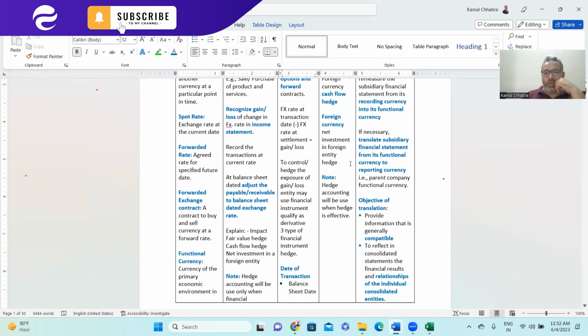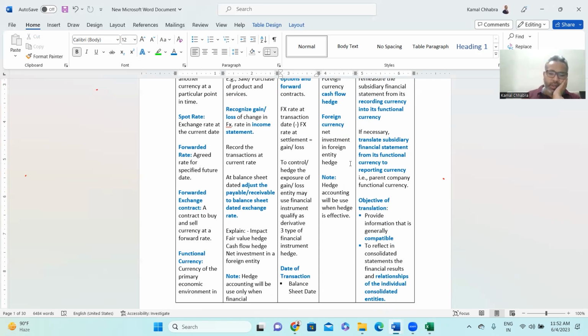Hedge accounting will be possible when there is an effective hedge. There are certain requirements for a transaction to be considered an effective hedge, which we studied in the last class. If all those requirements are met, then that particular transaction is called a hedge transaction.